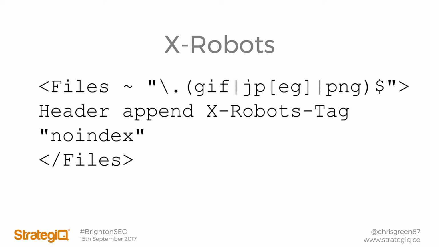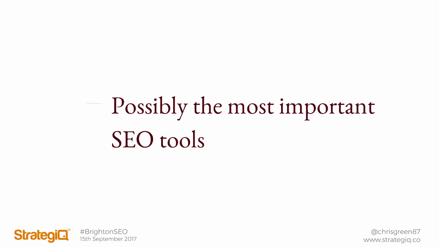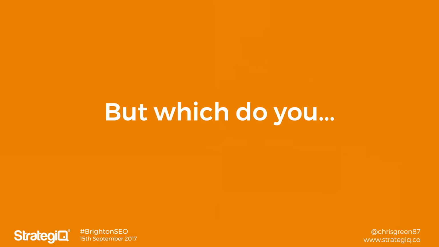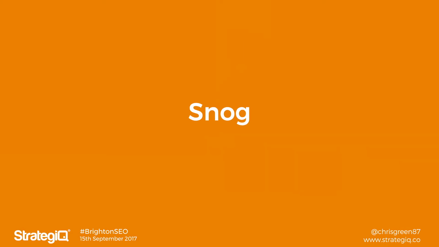And X-robots, which, in kind of a lazy way of thinking, is very similar to meta robots, except this takes place at an HTTP response level, and is very useful for a number of reasons. So I'd say that these are possibly the most important of your SEO tools because of the power of what they can do. But again, like all things, the more power you have in it, the more damage you could cause if you do it wrong. But the most important question, what do you snog, marry, or avoid?